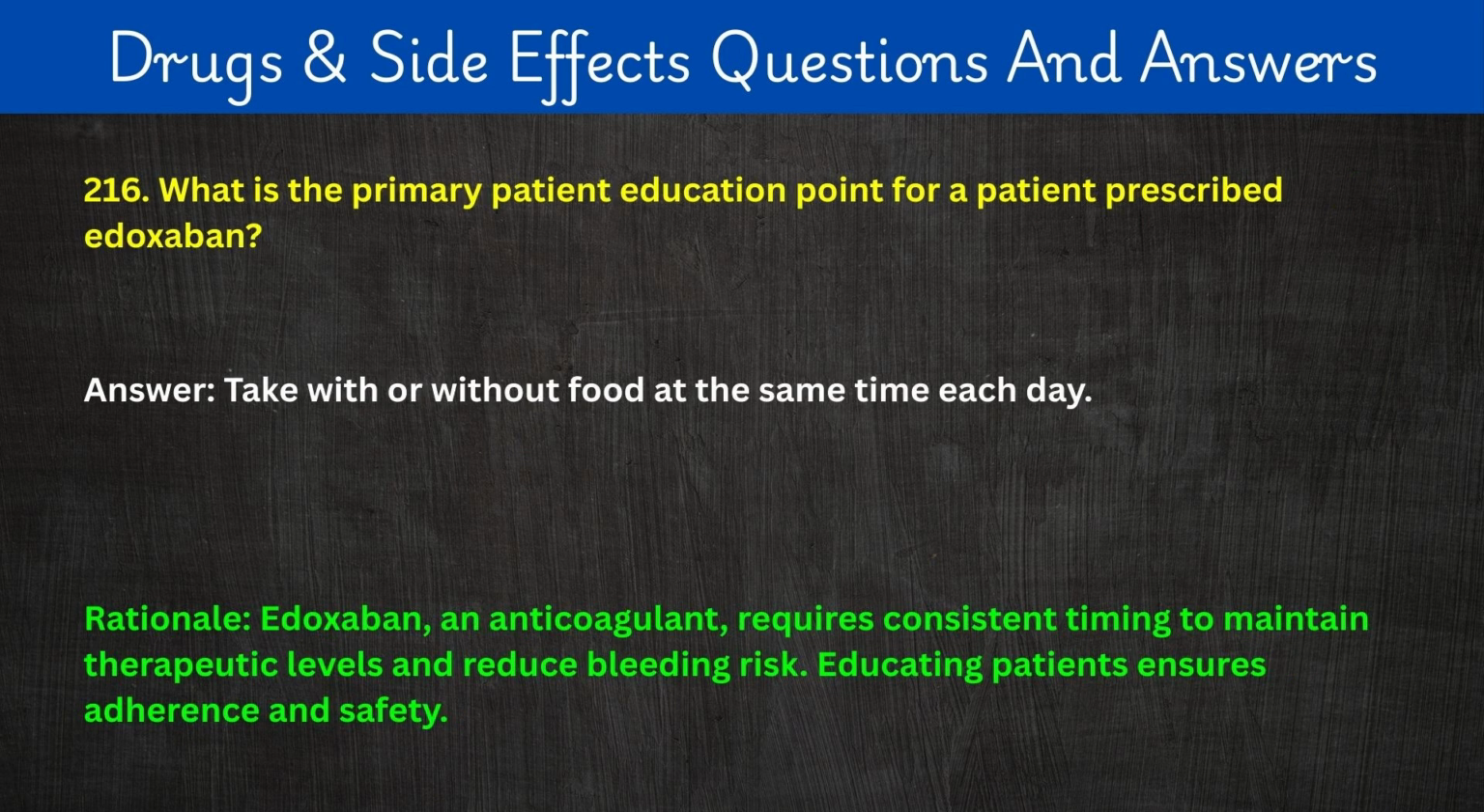216. What is the primary patient education point for a patient prescribed edoxaban? Answer: take with or without food at the same time each day. Rationale: edoxaban, an anticoagulant, requires consistent timing to maintain therapeutic levels and reduce bleeding risk. Educating patients ensures adherence and safety.